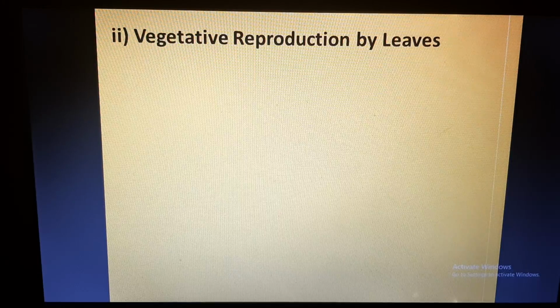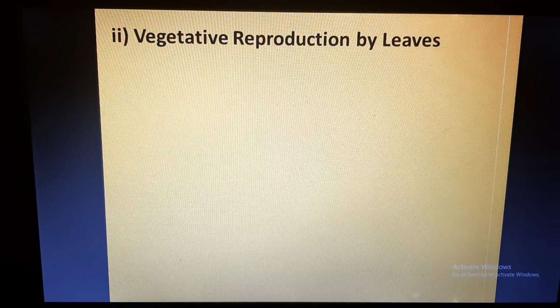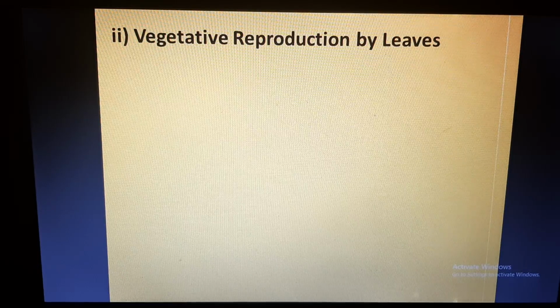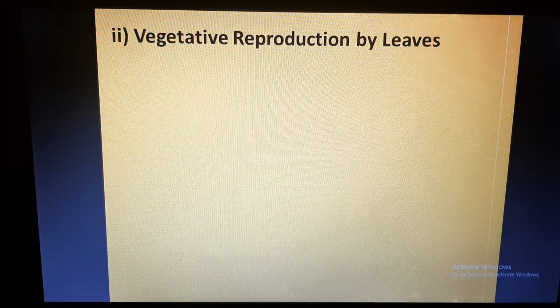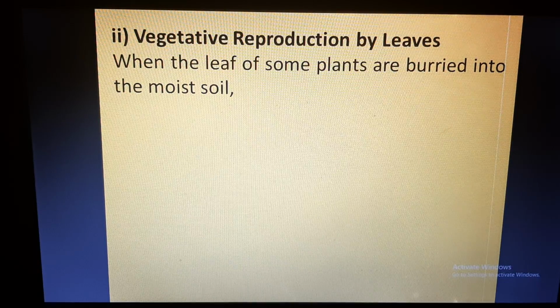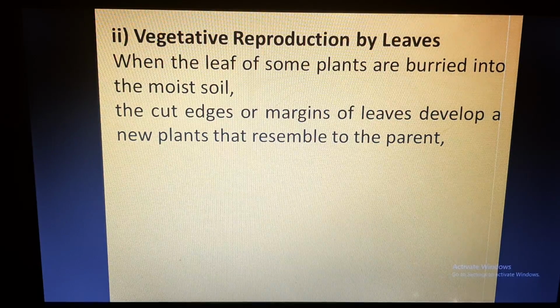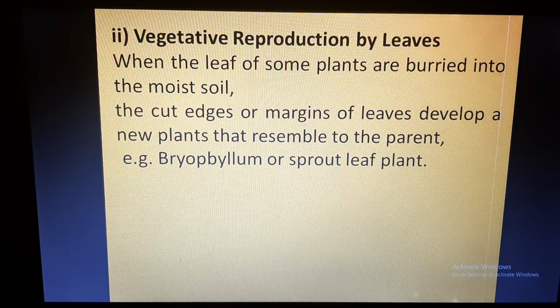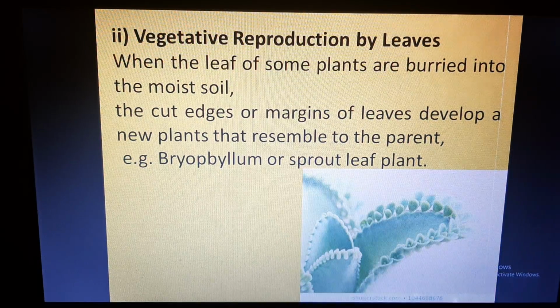Now we'll discuss vegetative reproduction by leaves. So till this time we were discussing vegetative reproduction by stem. Now we are discussing vegetative reproduction by leaves. When the leaves of some plants are buried in moist soil, the cut edges or margins of the leaves develop a new plant that resembles the parent. Example, bryophyllum or sprout leaf plant.